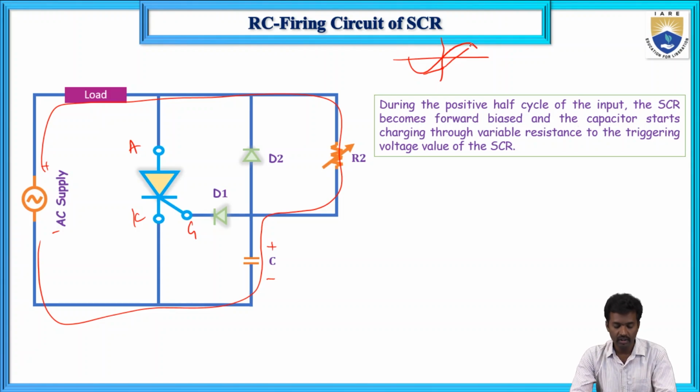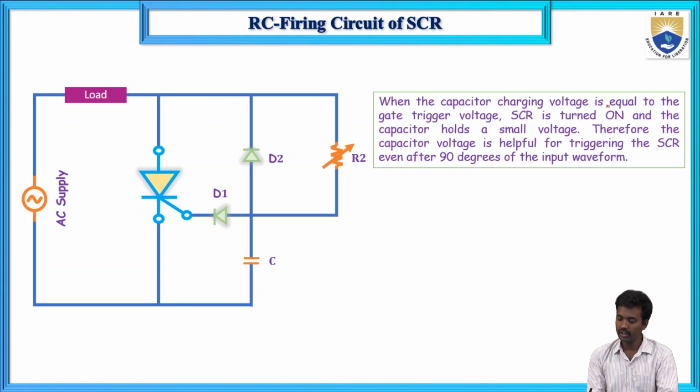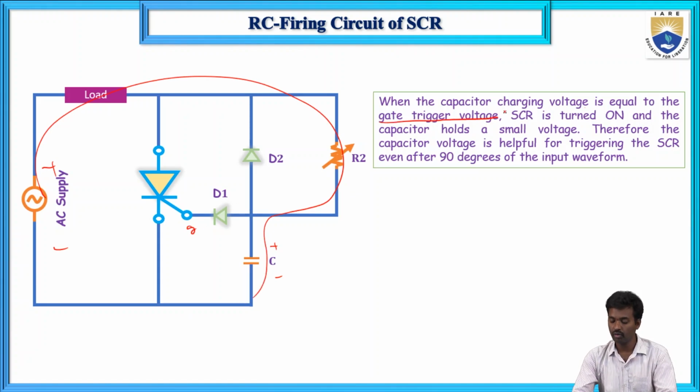When the capacitor charging voltage equals the gate triggering voltage, with the minimum gate current, the SCR is turned on. The capacitor holds a small voltage, and therefore the capacitor voltage is helpful for triggering the SCR even after 90 degrees, greater than 90 degrees also. This means the triggering angle alpha ranges from 0 to 180 degrees.